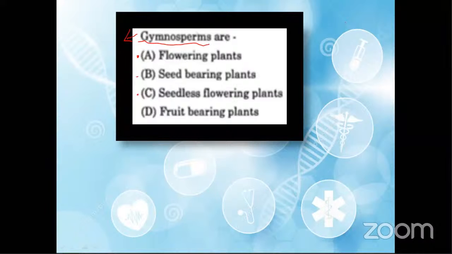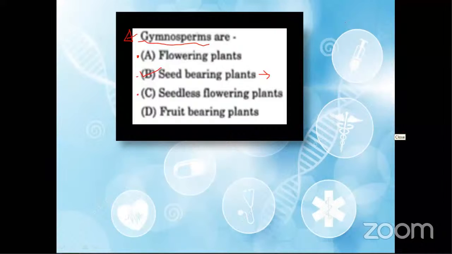What is seed-bearing plants? Seed-bearing plants, yes. Is seed-bearing plants the right answer? Can we lock on the B one? Yes, ma'am. Okay, and the answer is B, definitely. But let's do a lot of questions on plant classification.